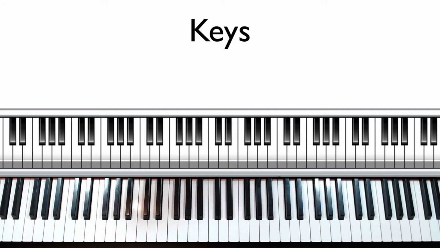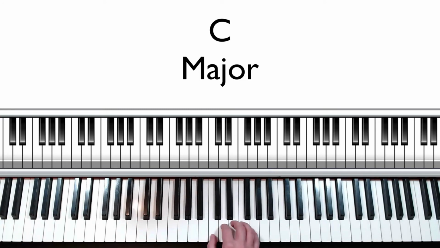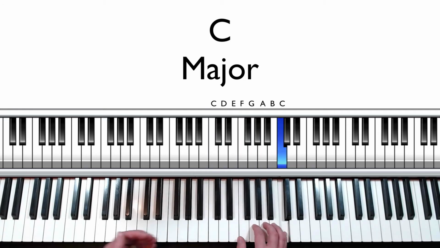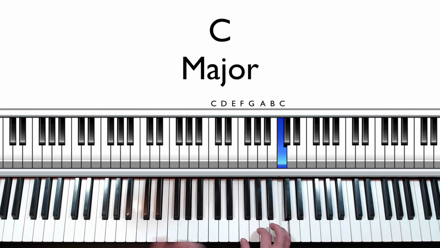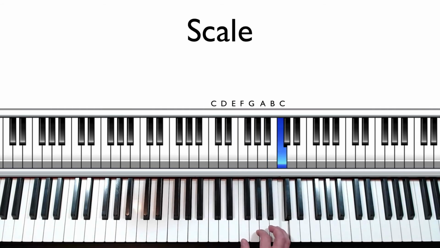So for instance, let's take a look at the key of C, the key of C major. If we start on C and we just play all natural notes, all white keys moving up the keyboard, we have all the notes that are in the key of C. C has no sharps and no flats. It's all just natural notes. And when you play all the notes of a key together, especially in order like that, that's what we call the scale. This is a C major scale, going up and coming back down.